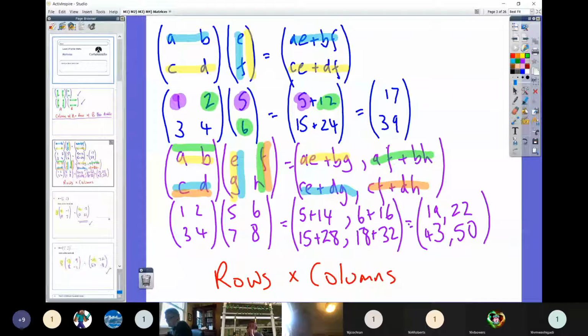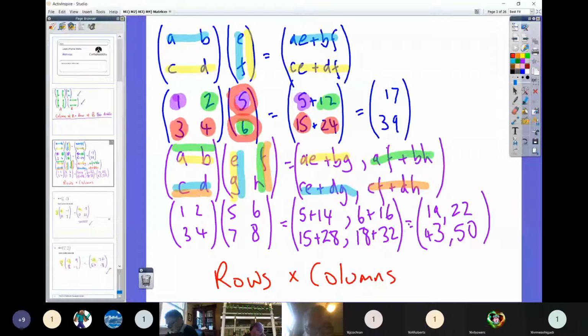Okay, and then I move over and I've done 3 times 5 to get the 15. Oh, that was quicker. And 4 times the 6 to get the 24 and added them together to get the 39. So it may look a bit like double Dutch at the moment, but with a bit of practice, this isn't too bad. So just work your way along the rows of the left-hand matrix and multiply by the columns of the right-hand matrix.